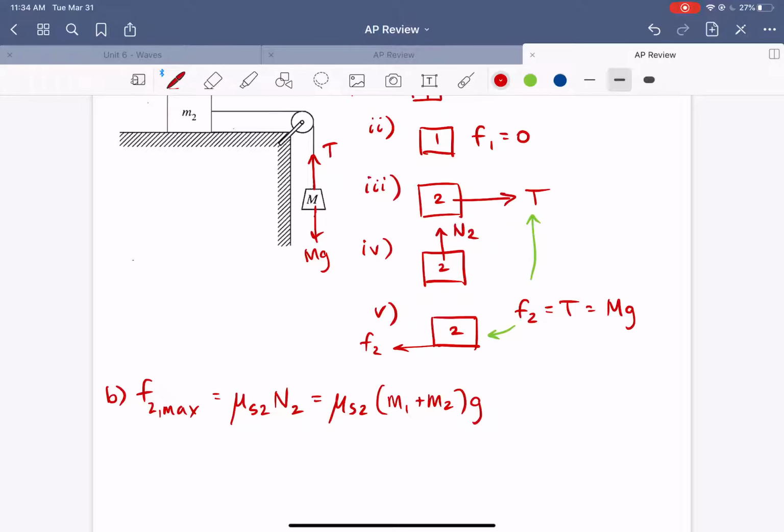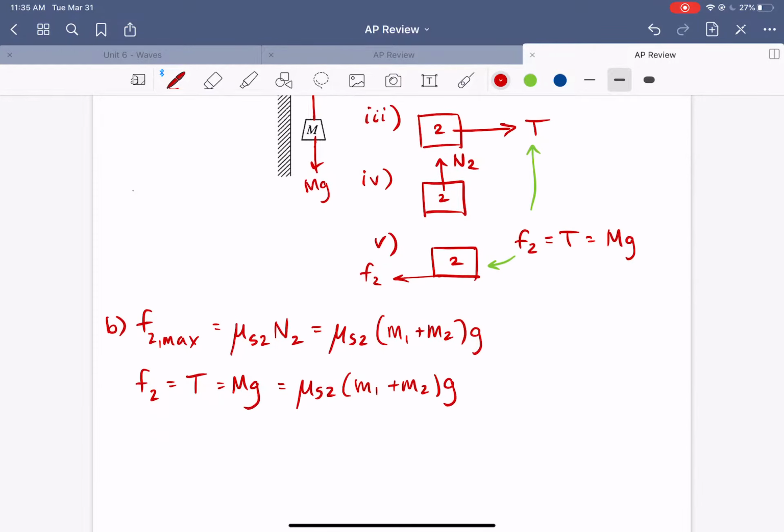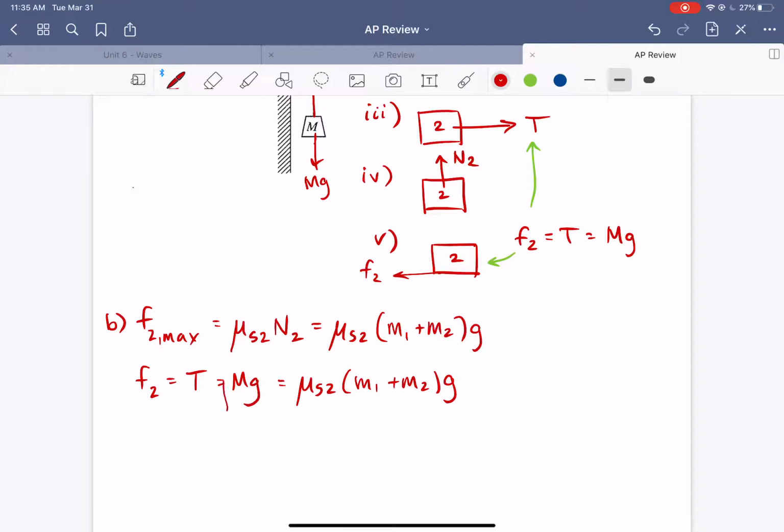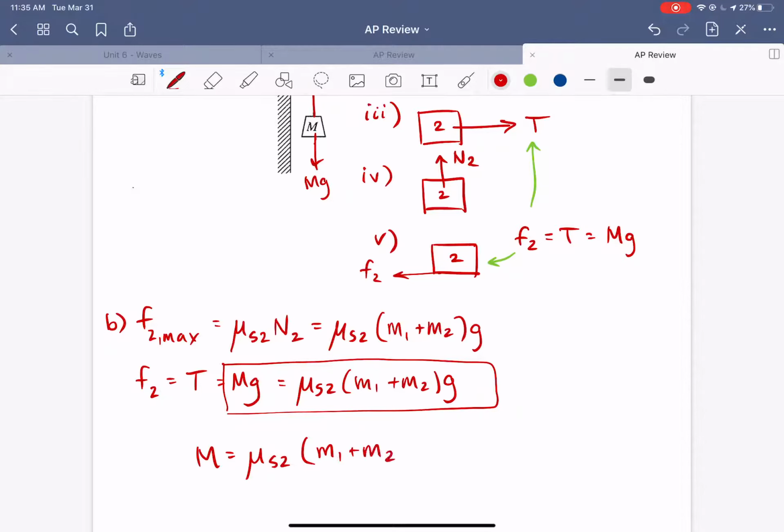The second point we can get is by recognizing that F2, the friction force, is equal to the tension, which is equal to m g, which I pointed out previously. And then we can also say that if m is at its maximum value, that friction force will be what we just calculated in the previous part. All right, and then the third point is just for putting this together and solving for m, so we just cancel the g. So the maximum mass is going to be mu s2 times m1 plus m2.